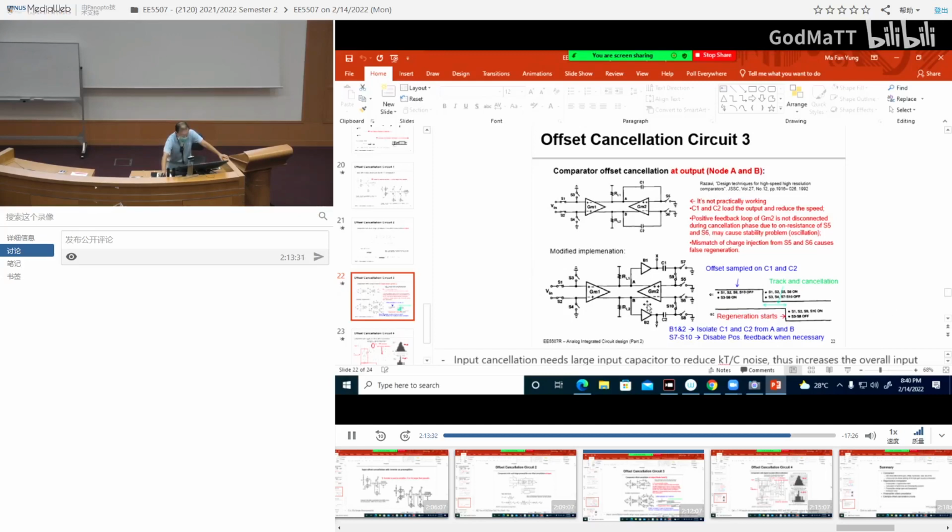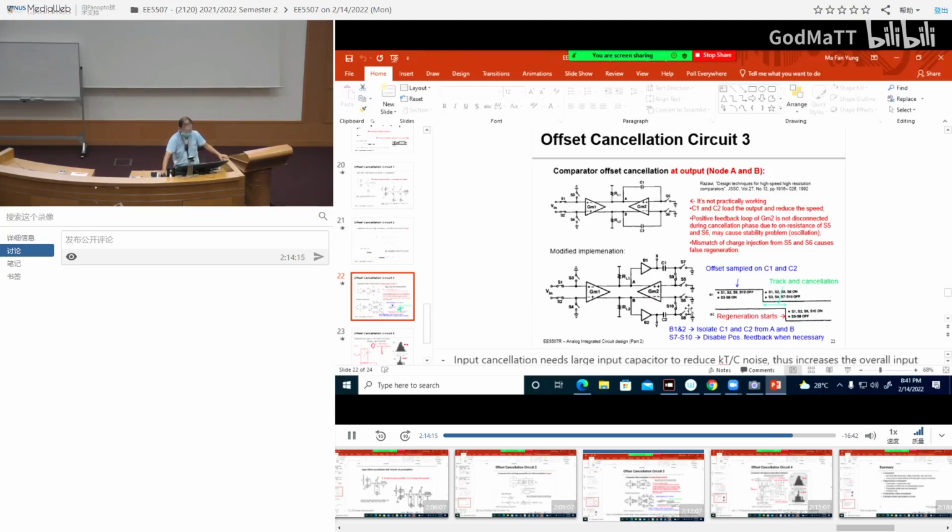So in order to solve all these problems, a few things we do. One, the loading problem: we add a buffer to isolate this capacitor from this preamp during the loading or storage phase. That's why it's B1, B2, to isolate C1, C2 from A and B. And then we put additional switches S7, S8, S9, S10 to disable the positive feedback when we are opening S5 and S6.